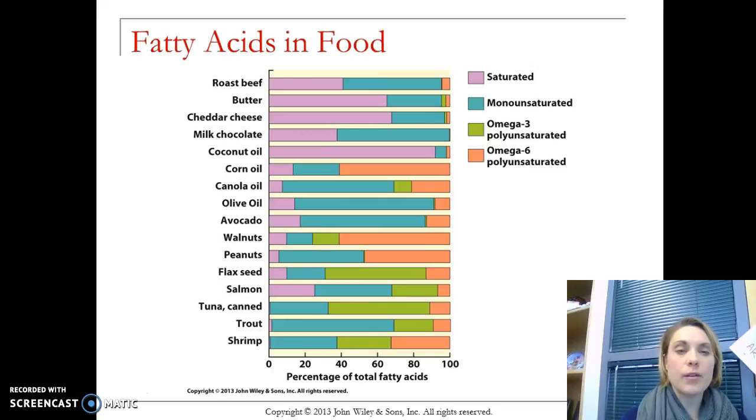And when we talk about foods being different types of saturated fat, it really isn't that simple. Different foods just contain different ratios of fatty acid types. So as you can see, we tend to say tuna is high in omega-3s, but that doesn't mean that tuna doesn't have a little bit of saturated fat and some monounsaturated fat and some omega-6s as well.